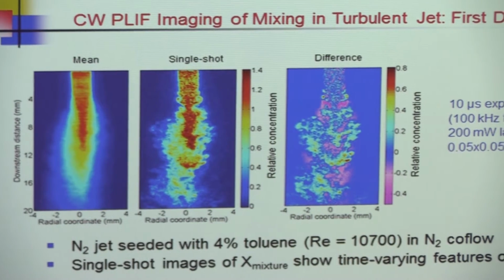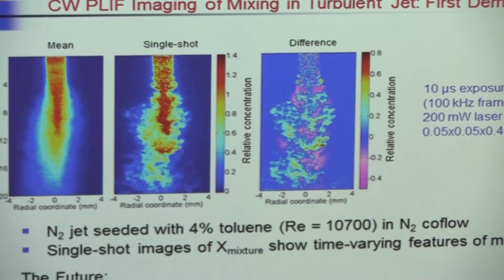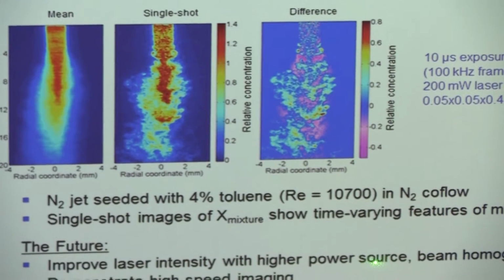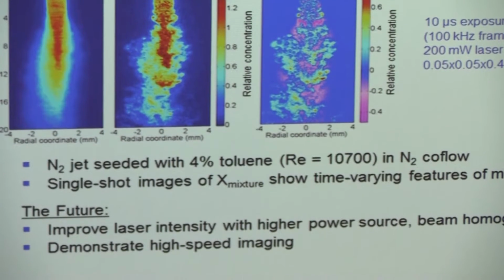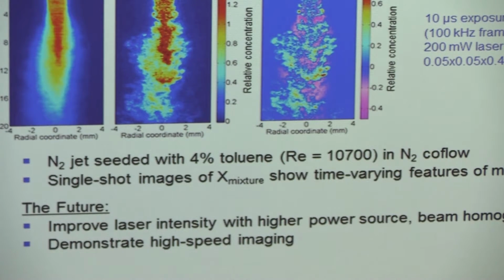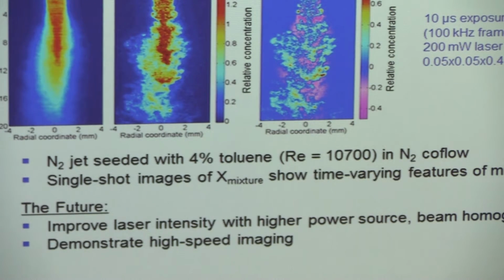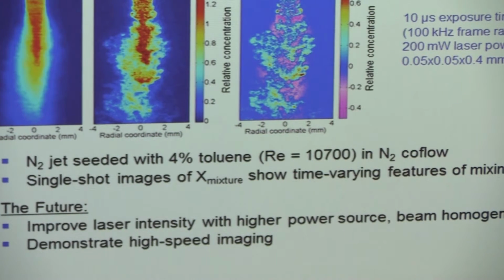Okay, what's the future? Here I think we want to use higher powers. We might want to use a beam homogenizer so that the beam is uniform in intensity. One problem with imaging is typically the beam has an intensity distribution and it's not uniform. And you'd like it to be uniform. So we would probably fix that problem.